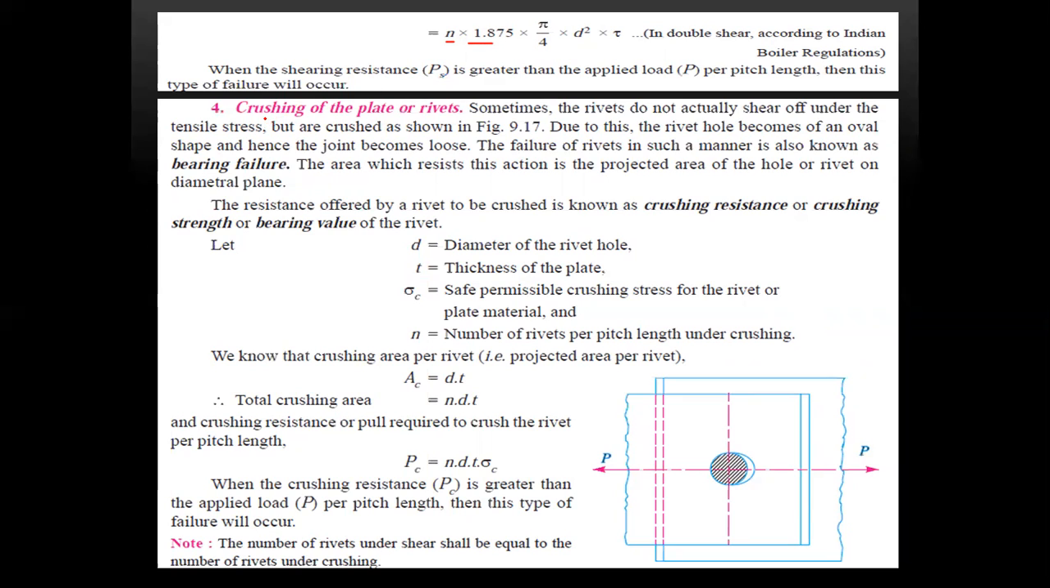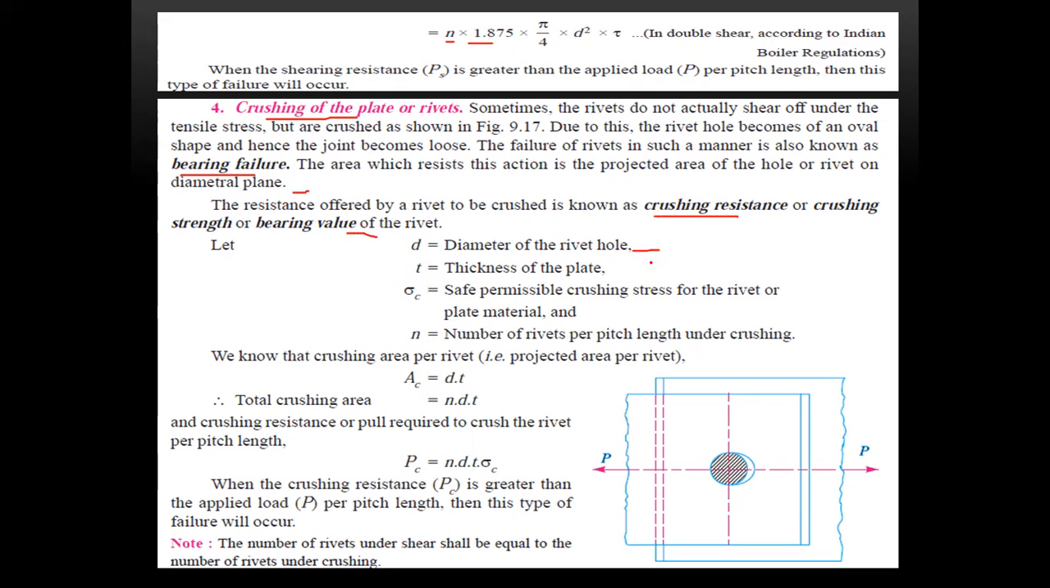Now, the fourth one is crushing of the plates or rivets. Whenever the applied stress is more on the plate, automatically the plate will become crushed at the center portion. The failure of the rivet in such a manner is known as bearing failure. The area which resists this action is the projected area of the hole on the diameter plane. The resistance offered by the rivet to be crushed is known as crushing resistance, crushing strength or bearing value of the rivet.